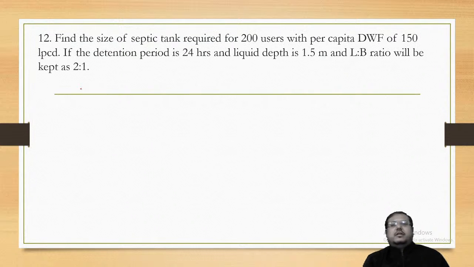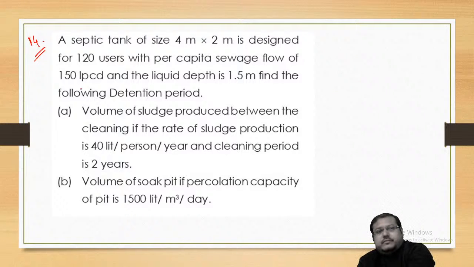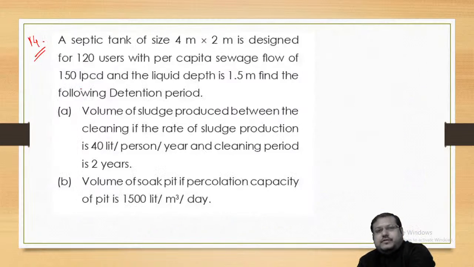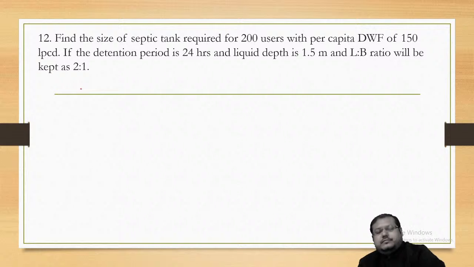Then we are going for the mathematical expressions, the questions that sometimes come in ESE or GATE, whatever questions we have kept here. Just have a look at this process. First question: find the size of the septic tank required for 200 users with per capita DWF of 150 LPCD, if the detention period is 24 hours and liquid depth is 1.5 meters, with the L to B ratio kept as 2 to 1. So please solve these questions.